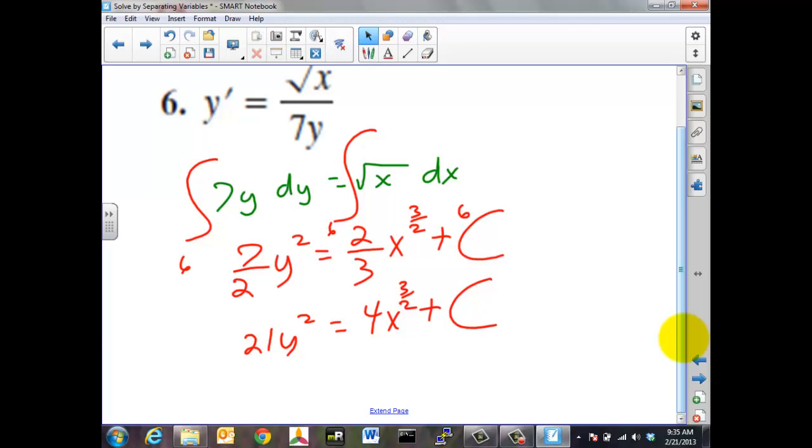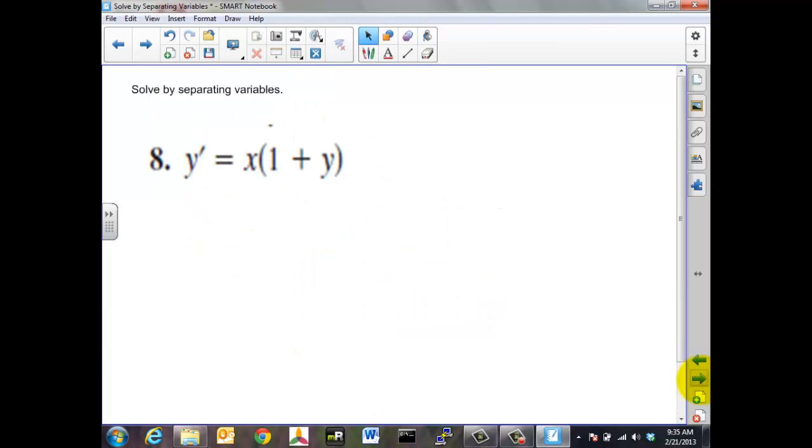Any questions so far? Solve by separating variables. Y prime equals x parentheses 1 plus y. What's your first instinct say? Distribute, don't distribute. Okay? Because that's my first instinct. I see a parentheses, distribute that puppy.